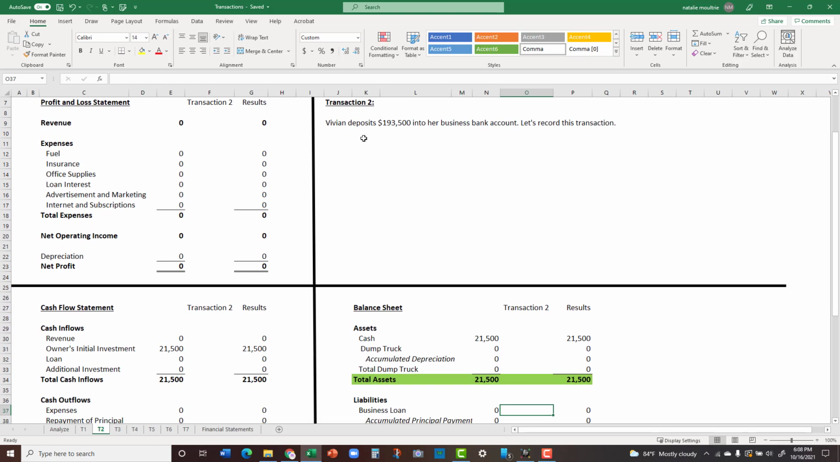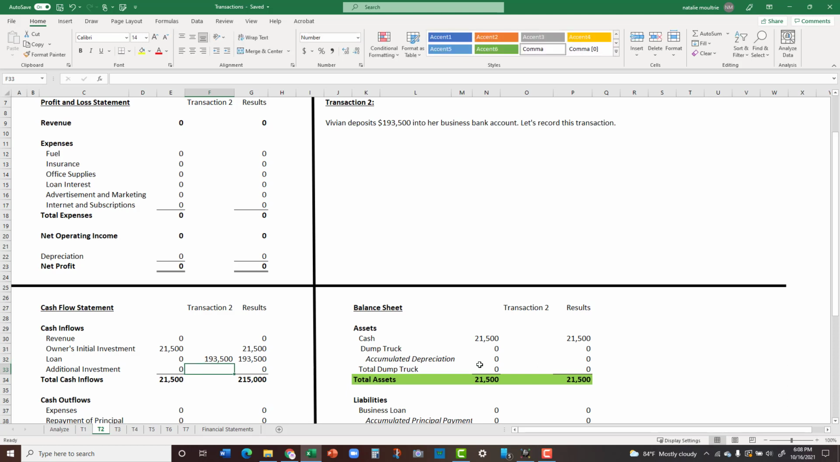Vivian deposits the $193,500 loan proceeds into her business bank account. So let's go ahead and record this transaction. That will definitely impact our cash flow statement as an increase in the loan proceeds. So let's enter the $193,500 here.